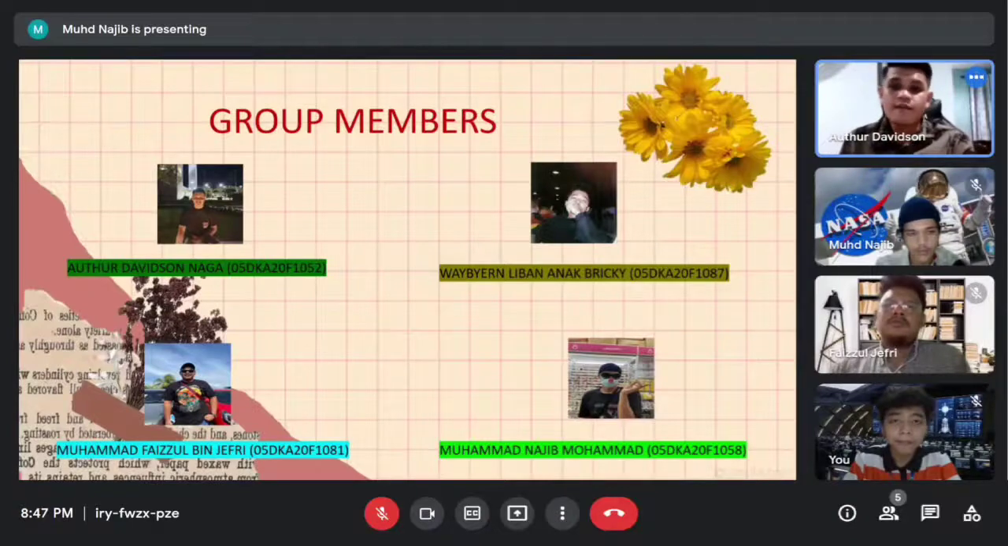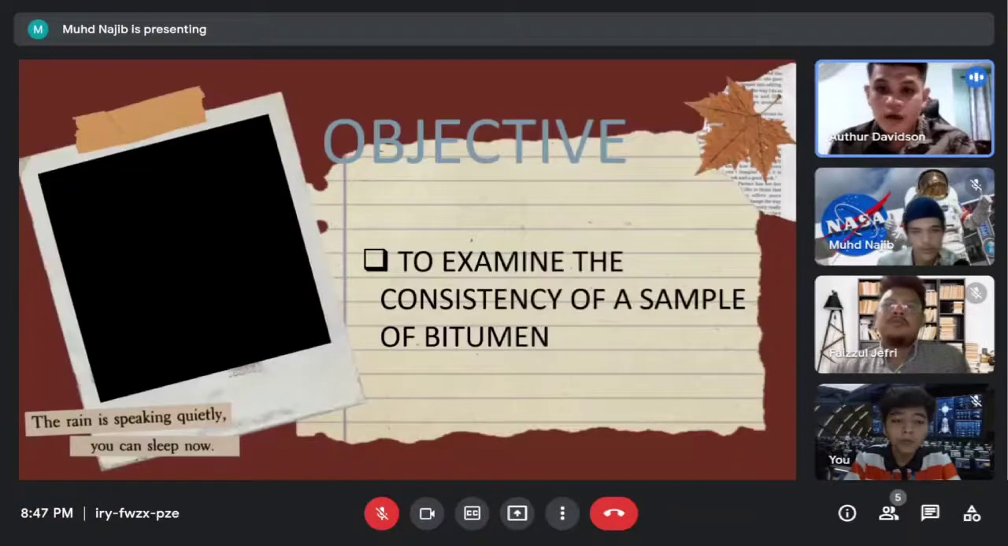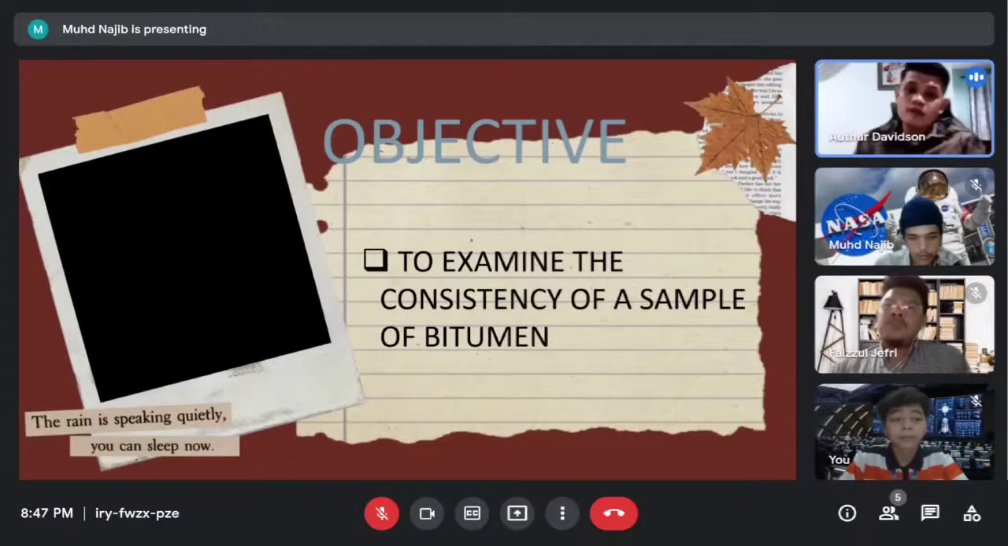So, the objective for this experiment is to examine the consistency of a sample of bitumen by determining the distance in tenths of a millimeter that a standard needle vertically penetrates the bitumen specimen under known conditions of loading, time, and temperature. For the material and apparatus that we use in this test, I would like to pass the next slide to Muhammad FAIZZUL. Thank you.